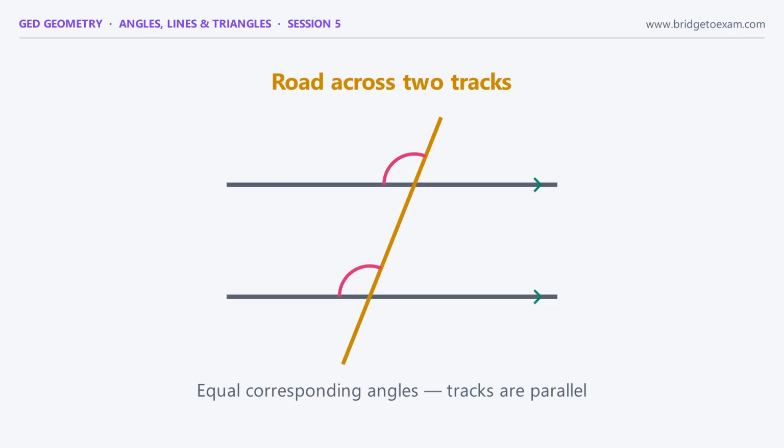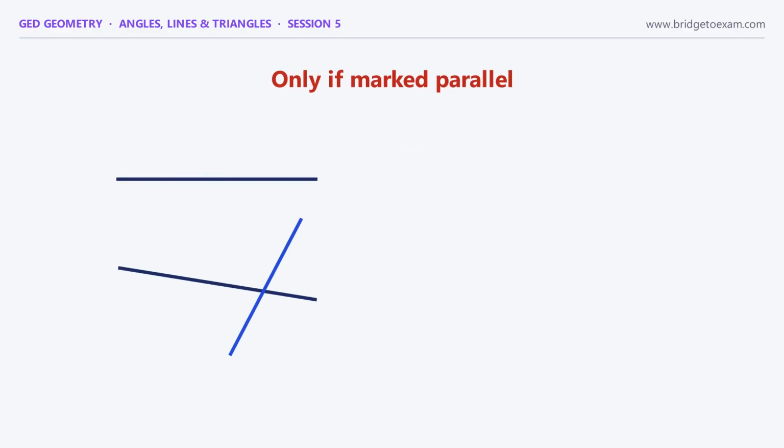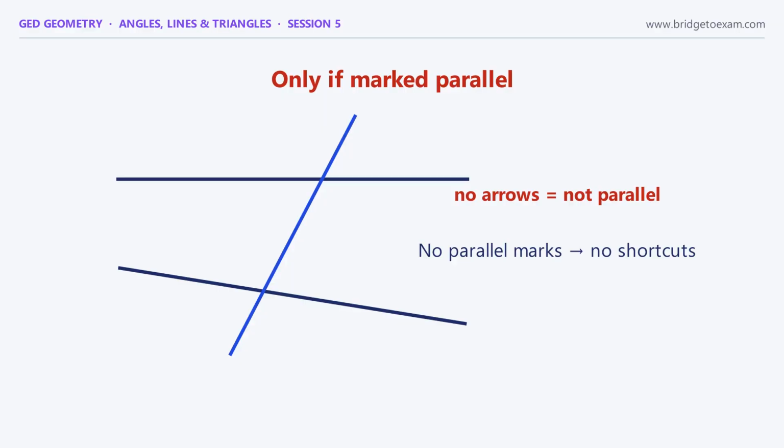Now the single most important warning in this lesson. All 3 of these shortcuts, corresponding, alternate, and co-interior, only work when the 2 lines are truly parallel. If the diagram does not state that the lines are parallel, or mark them with matching arrows, you cannot assume they are, no matter how parallel they might look to your eye. Remember, GED figures are not drawn to scale, so always hunt for those arrow marks first. No parallel marks means no shortcuts.